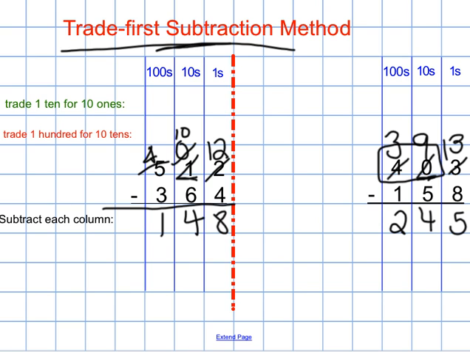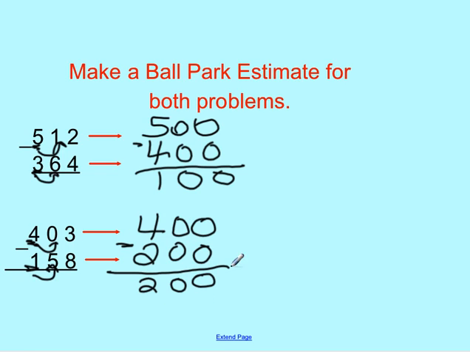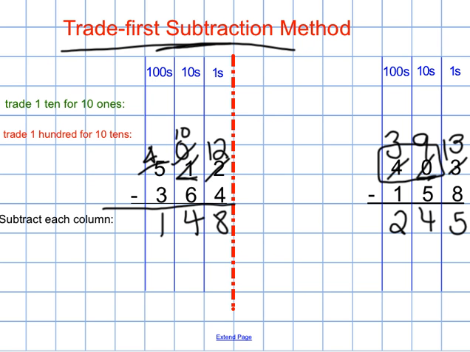So we have 245. And again, go back to our ballpark estimate. We wanted our answer to be somewhere around 200. So we can safely think we are doing some strong thinking. So that is the trade first method.